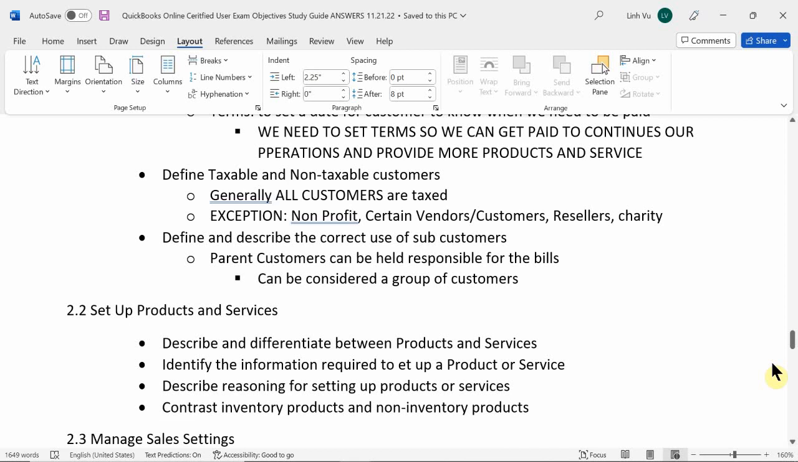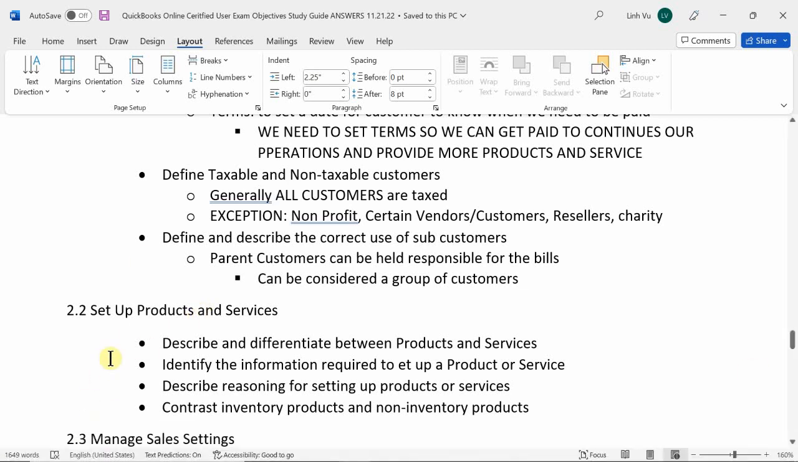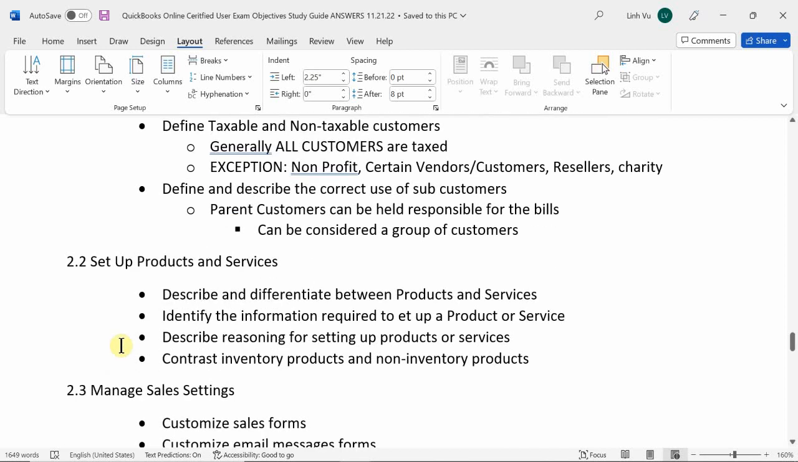All right, so we finished section 2.1. Now we're moving on to point 2, okay? And this is to set up products and services. So again, describe and differentiate between products and services. So once again, there are only 4 types of products and services.